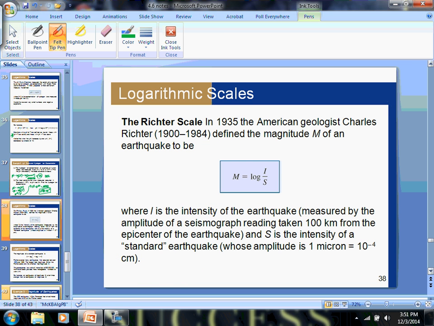For our second application here, we have the Richter scale, and this was devised by Charles Richter, who was a geologist, and he measured lots and lots of earthquakes. And he came up with this formula, and he said that the magnitude of the earthquake is equal to the log of the intensity divided by the standard earthquake intensity.